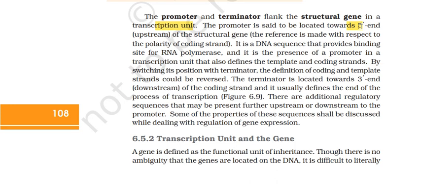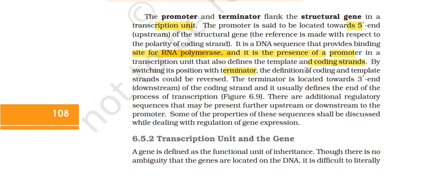It is a DNA sequence that provides binding site for RNA polymerase and it is the presence of a promoter in a transcription unit that also defines the template and coding strands. तो अब जो हमारे पास बेसिकली ट्रांसक्रिप्शन यूनिट है उसी में हमारे पास प्रमोटर है, टर्मिनेटर है और स्ट्रक्चरल जीन है, ठीक है। और ऐसी एक डीएनए सीक्वेंस ही है which will provide the binding site for RNA polymerase जहाँ पे बाइंड होगा, फाइन। And it is the presence of a promoter in a transcription unit that also defines the template and coding strands, ठीक। तो बेसिकली प्रमोटर होगा जहाँ से हम स्टार्ट करेंगे ट्रांसक्रिप्शन और वही बताएगा कि कौन सा टेम्पलेट स्ट्रैंड है, कौन सा कोडिंग स्ट्रैंड है.